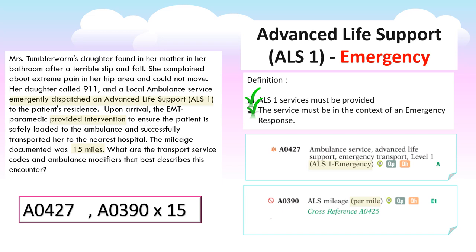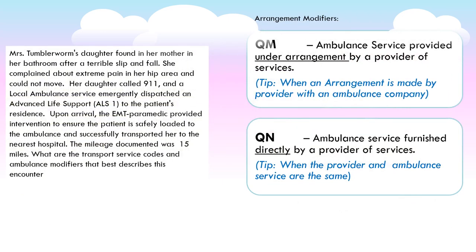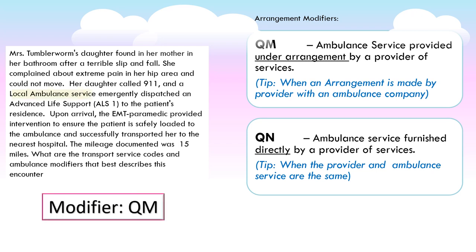Now let's go ahead and figure out our modifiers. Okay, coders, what about the arrangement modifiers for this encounter? What do you think? Would you choose QM or QN? Okay, that's right. I think QM is the most appropriate here, because there was an arrangement. They actually hired a local ambulance service to fulfill the transportation and the ambulance services, and then they brought the patient to the hospital. So definitely QM is your modifier. Now next, we're going to go ahead and determine our origin and destination modifier code, and then we're done for this scenario.